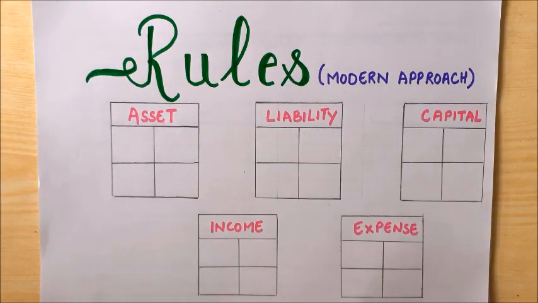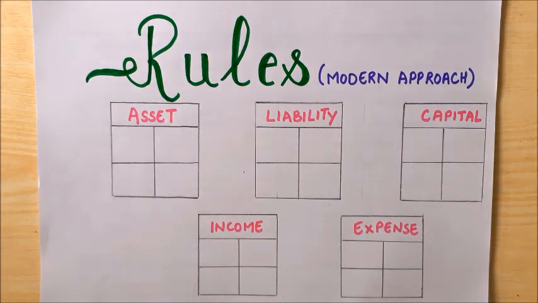In my previous video, we discussed how to pass the necessary journal entries using the traditional approach. In this video, we are going to discuss the modern approach, also known as the American approach. In the modern approach, we have 5 rules related to assets, liabilities, income, expense and capital. So let's discuss these rules one by one.